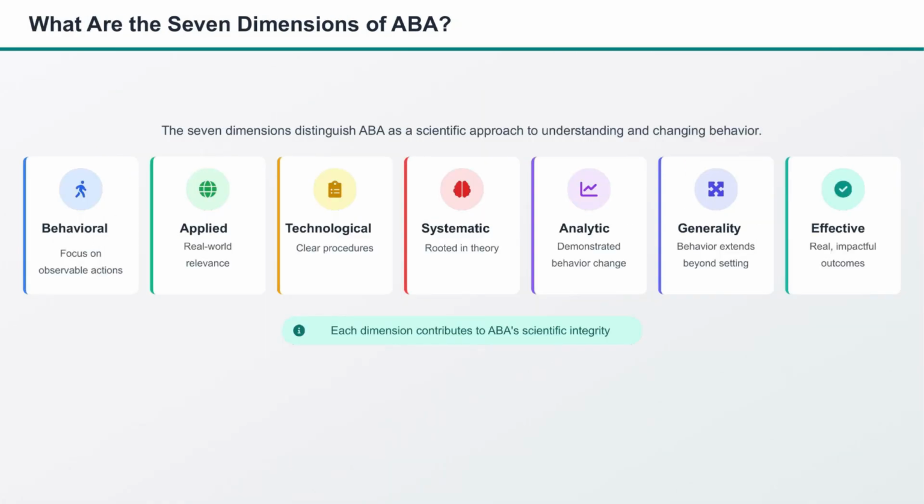The 7 dimensions of ABA are behavioral, applied, technological, conceptually systematic, analytic, generality, and effective. Each dimension plays a critical role in ensuring that ABA practices are scientifically sound and socially relevant. Let's go into more detail about each one, starting with the behavioral dimension.